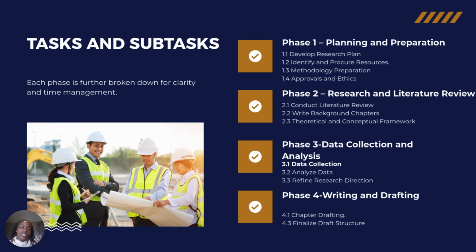Now, remember that we had arranged our work in phases, and the first phase was planning and preparation, the second phase was research and literature review, the third phase was data collection and analysis, the fourth phase was writing and drafting, and the final phase was actually reviewing the data. And now, we have broken down this phase just for clarity, and then ensuring that we manage our time effectively. So, as you can see, phase one will be having phases like developing our research plan.